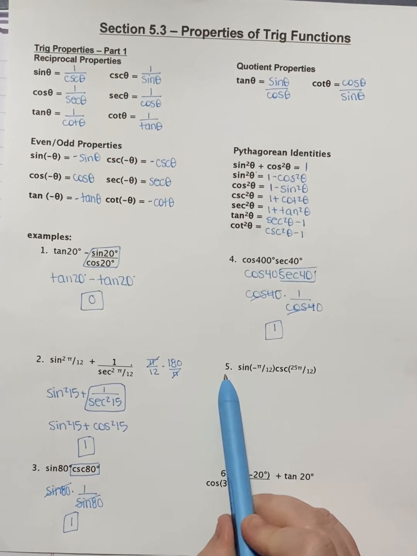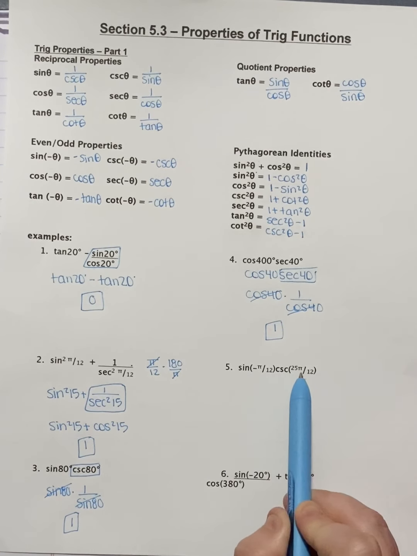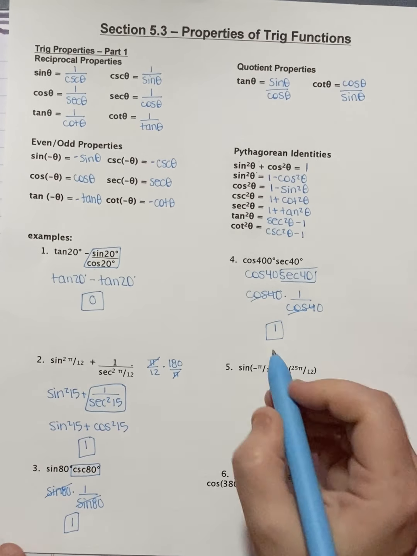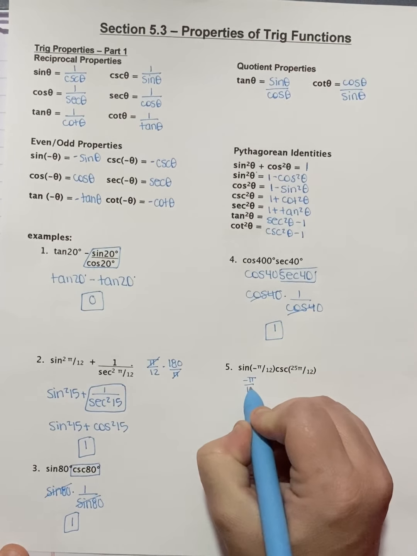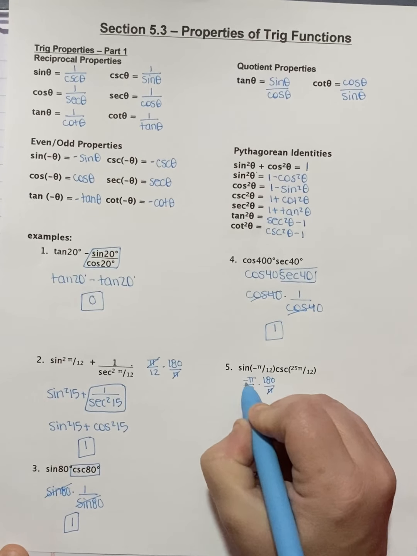All right, next problem I got is number 5. I've got sine and cosecant, but notice that I have 2 different angles. Another thing that I notice is I have a negative angle. So the first thing I'm going to do is take this negative pi over 12 and change it into degrees by multiplying by 180 over pi. So that's going to go away.